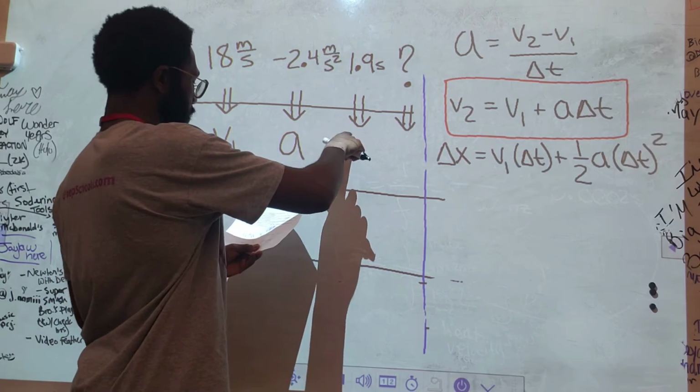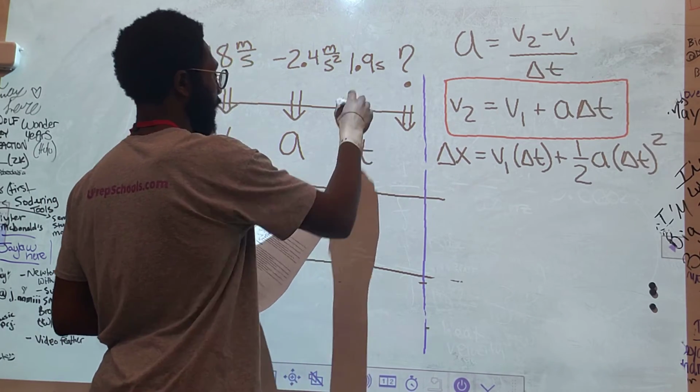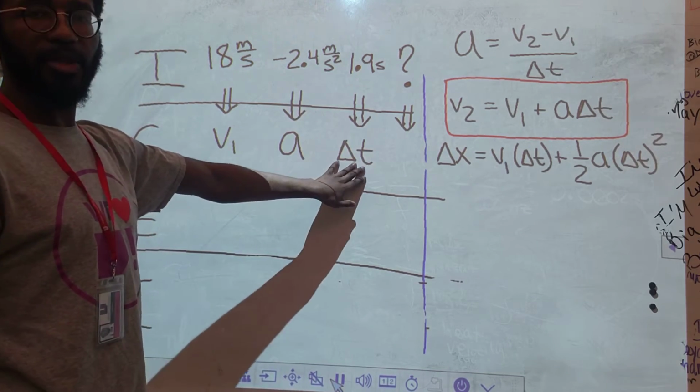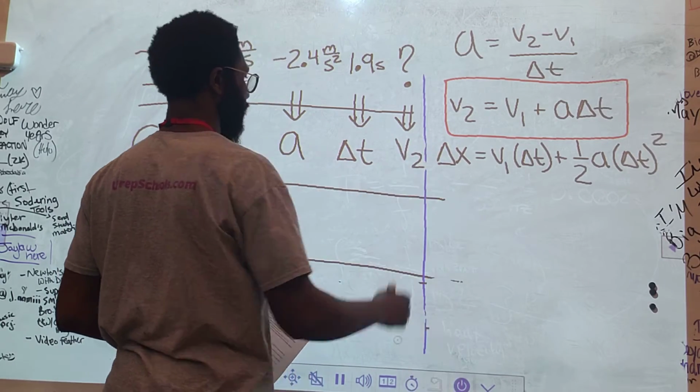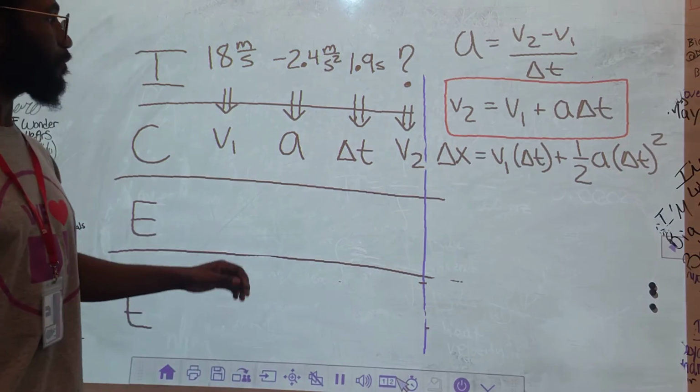Now it says it's accelerated at that rate for 1.9 seconds. Again, because this is seconds, we know this is time, so that's our delta t. And the question asks us, what is its final velocity? All right, final velocity or the ending velocity is V2.